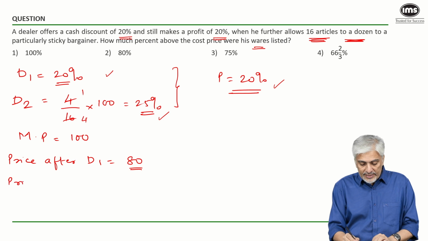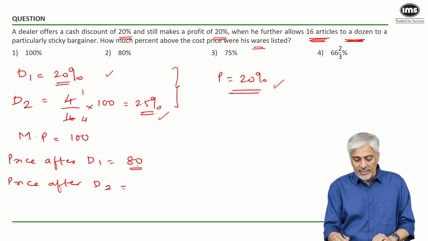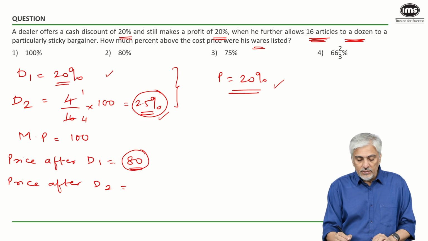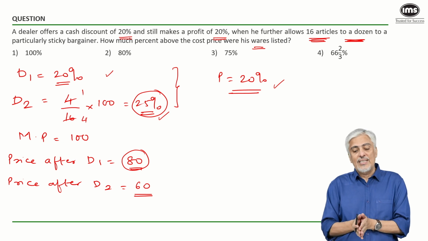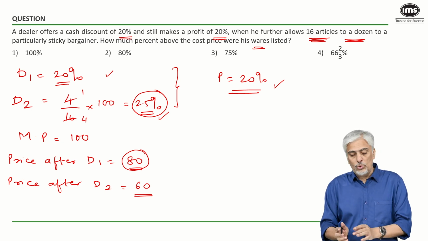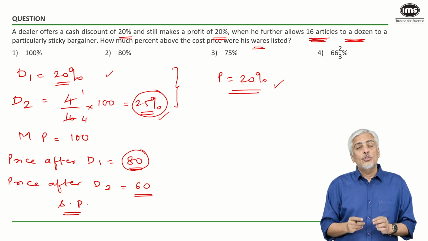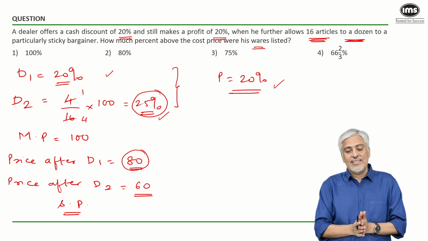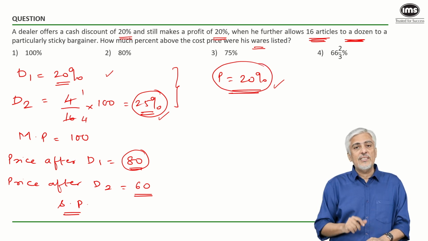So therefore, price after second discount will become 20 lesser. Understand why 20 and not 25? Because it will be 25% of 80. 25% of 80 is 20. So it will become 60. Price after second discount will become 60. And this price after discount 2 is your selling price. So the selling price is 60. So he's selling the articles at 60, and still making a profit of 20%. So I need to find his cost price.